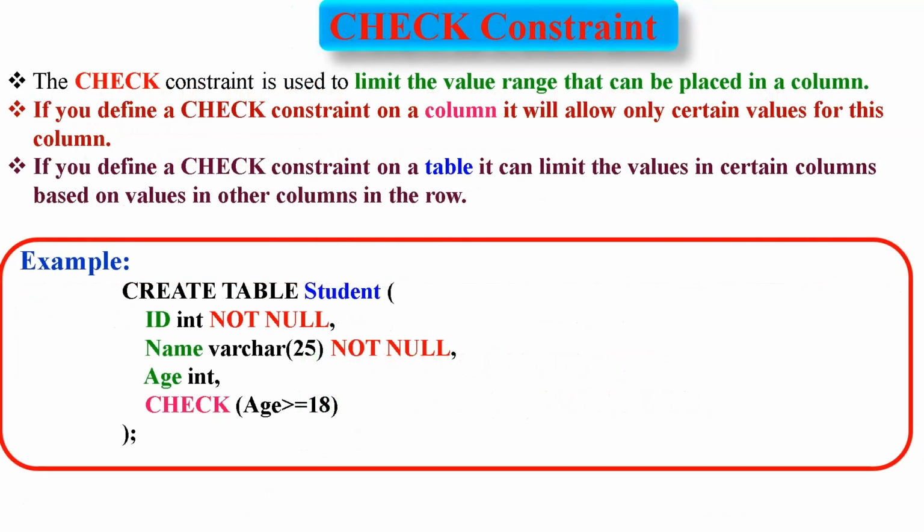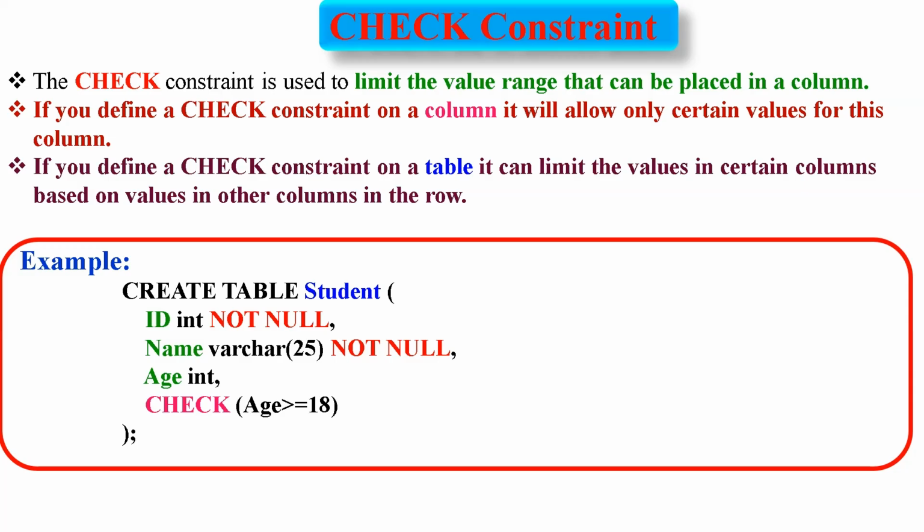The next SQL constraint is check. The check constraint is used to limit the value range that can be placed in a column. If you define a check constraint on a column, it will allow only certain values for this column. If you define a check constraint on a table, it can limit the values in certain columns based on values in other columns in the row.